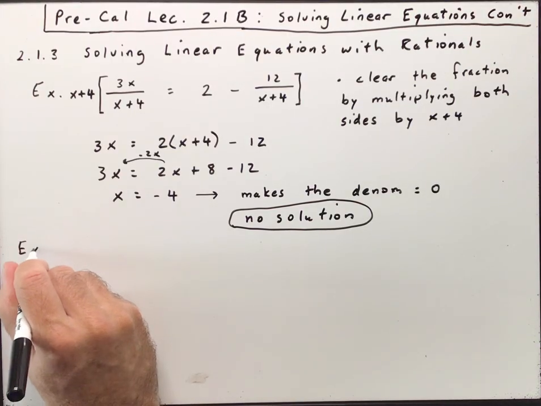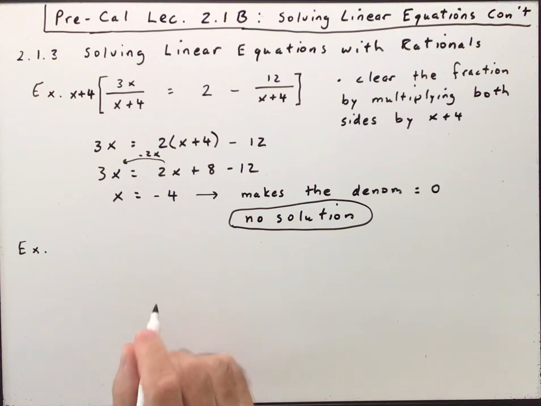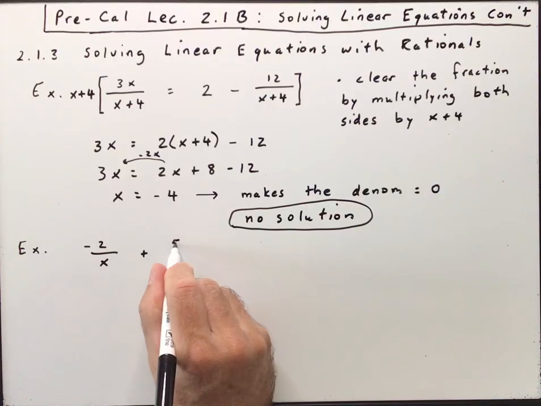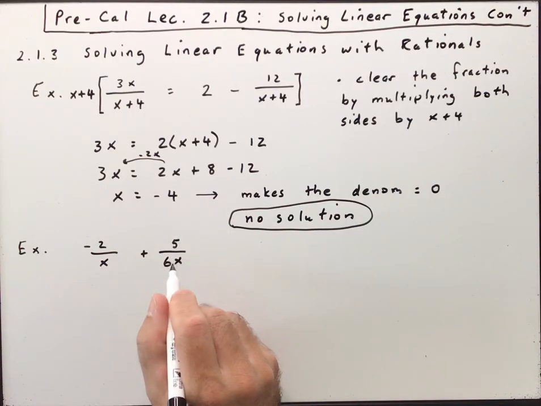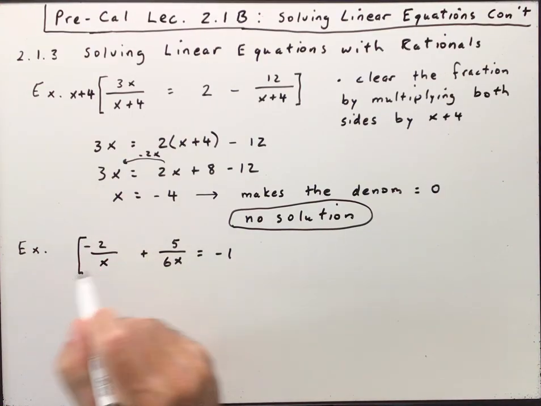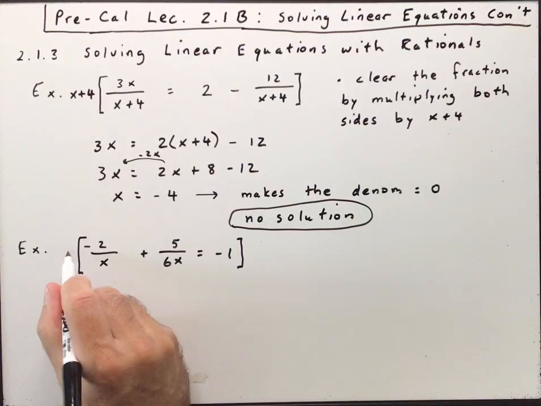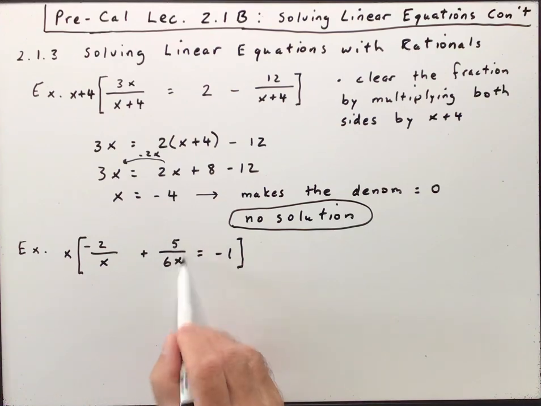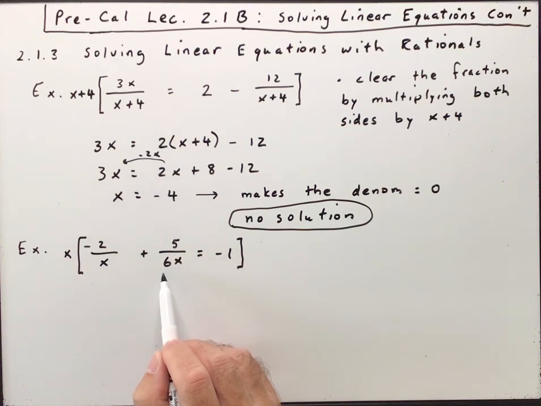All right, I think I have room for one more example in 2.1.3. Let's say we have negative 2 over x plus 5 over 6x is equal to negative 1. Now we need to pick, if we can, a singular value or term that would clear both fractions. So you might be thinking, well, how about x? Well, if I multiply both sides by x, it does clear this first one, but it would make this term into 5/6. That doesn't clear the fraction.